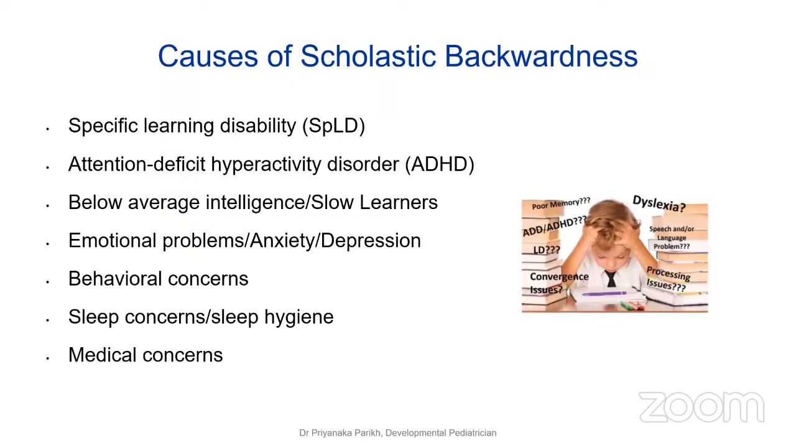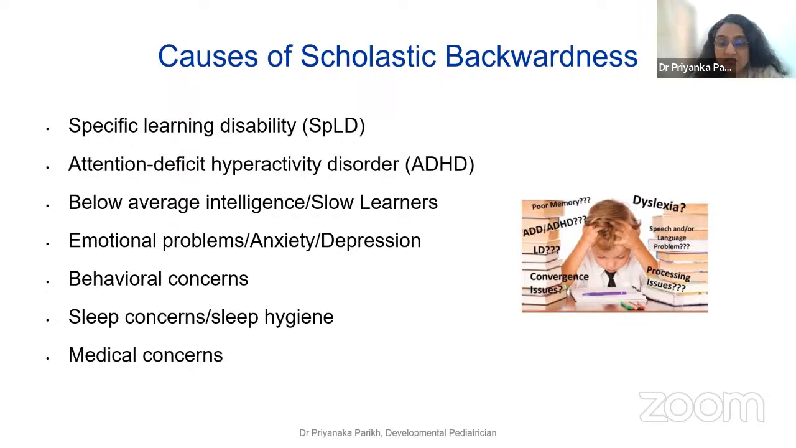So when a child is not doing well in school, what we call scholastic backwardness, what are the different factors or different causes for it? So I'm just listing a few of the causes, and we would be discussing some of them in greater detail. So we have entities like specific learning disabilities, attention issues, attention deficit hyperactivity disorder. There are children who could be having a below average intelligence or who are slow learners. There could be emotional problems, anxiety, depression, which could be leading to a decline in the academic performance. There could be other behavioral concerns.